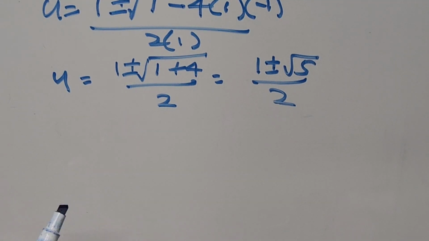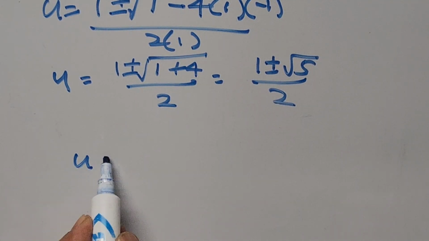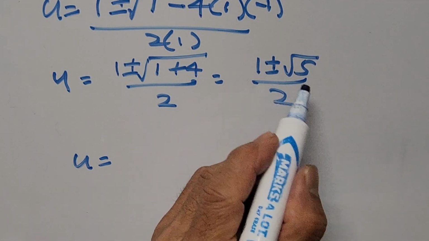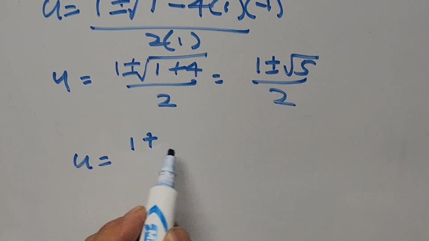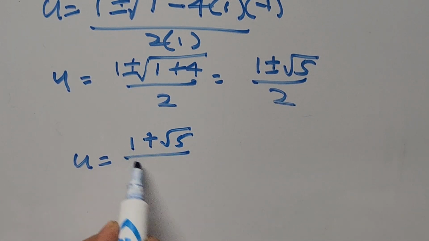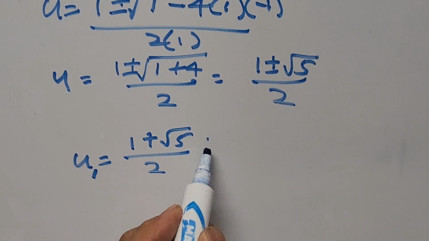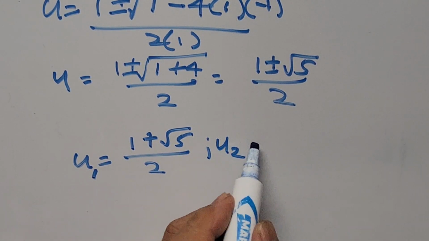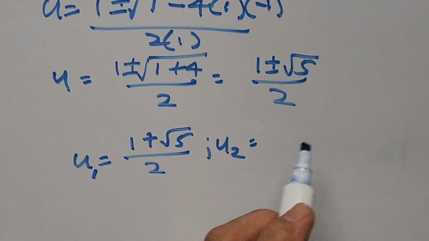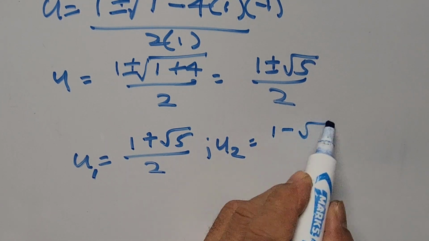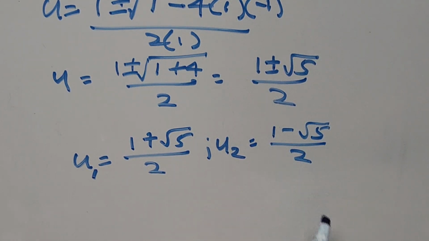So from here we have two values of u. The first value is the positive square root of 5, so that's 1 plus square root of 5 divided by 2. That's u sub 1. And the other value, u sub 2, we're using the negative square root of 5, so that is 1 minus square root of 5 divided by 2.